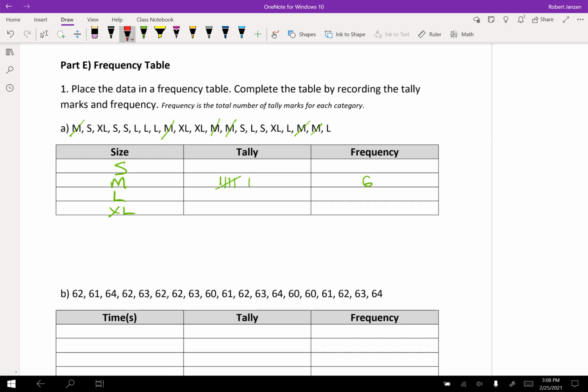Let's try the same thing for small. Small, there are 1, 2, 3, 4, 5, so there are 5. Large, 1, 2, 3. Any more? Yeah, there's one more. So there's 4 of those. And XL, 1, 2, 3, 4. Oh, and look at that, I've noticed that I've missed 2 large. So I'm going to add those to the list. So that's a frequency table.